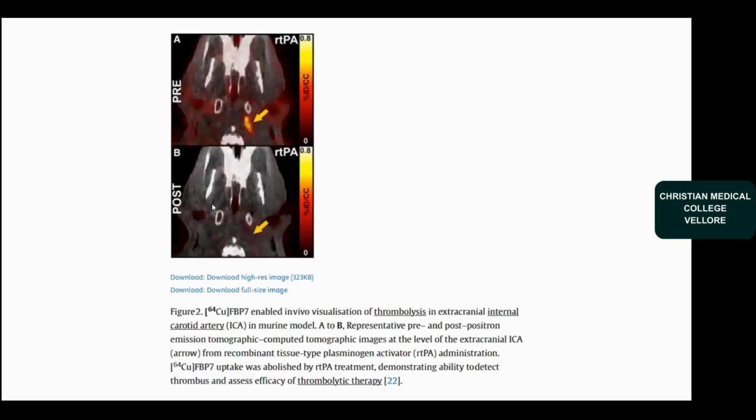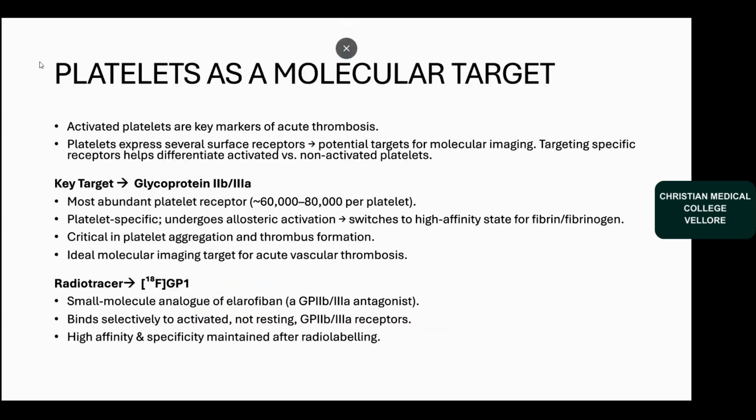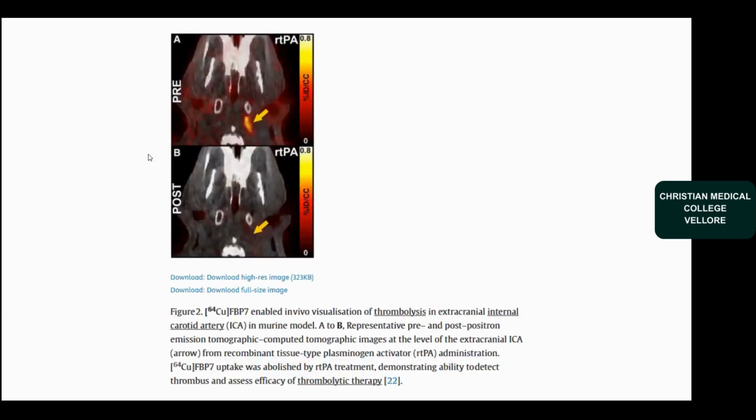So this is that example. Here we can see the internal carotid clot, but after giving the rtPA, that is the recombinant tissue plasminogen activator, the clot was destroyed and was not seen anymore. That was a mouse model.